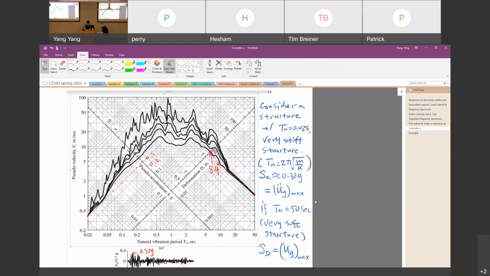And let's have a short break of about 10 minutes. After that, we will go over an example related to the construction of a response spectrum of a given ground motion. And we also will talk about the design spectra that we use in the design code.